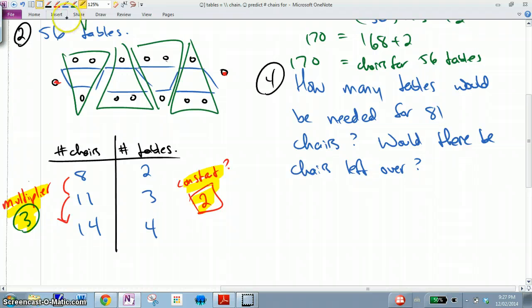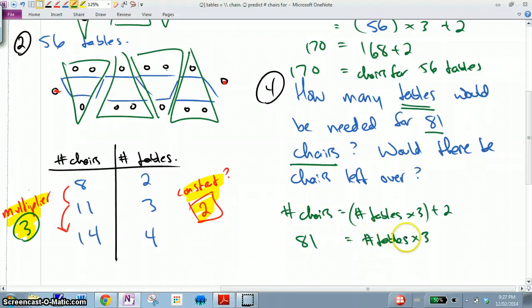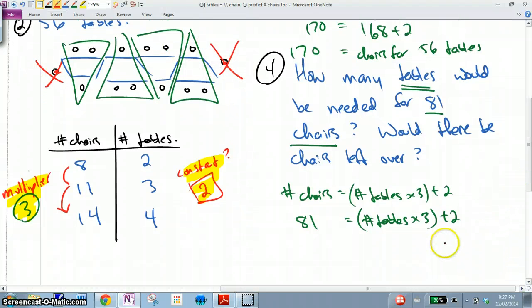Number 4, though, the question is very different. This question says how many tables would be needed for 81 chairs? Would there be chairs left over? So now we can take this equation, number of chairs equals number of tables times 3 plus 2. We take this equation, now we can put in that we have 81 chairs. We've got our tables times 3 chairs per table plus a 2 on the end. So we've got to think back to ourselves, well, what do we do with this visual? What do we do with this diagram? And the first thing we want to do is get rid of these 2 on the ends. So we want to take away these 2 on the ends.